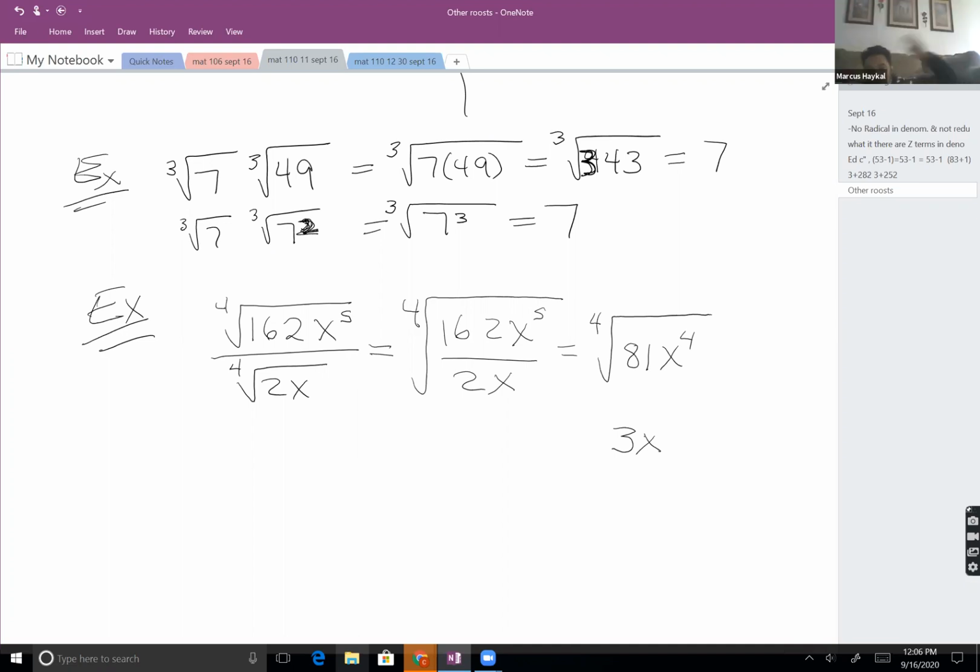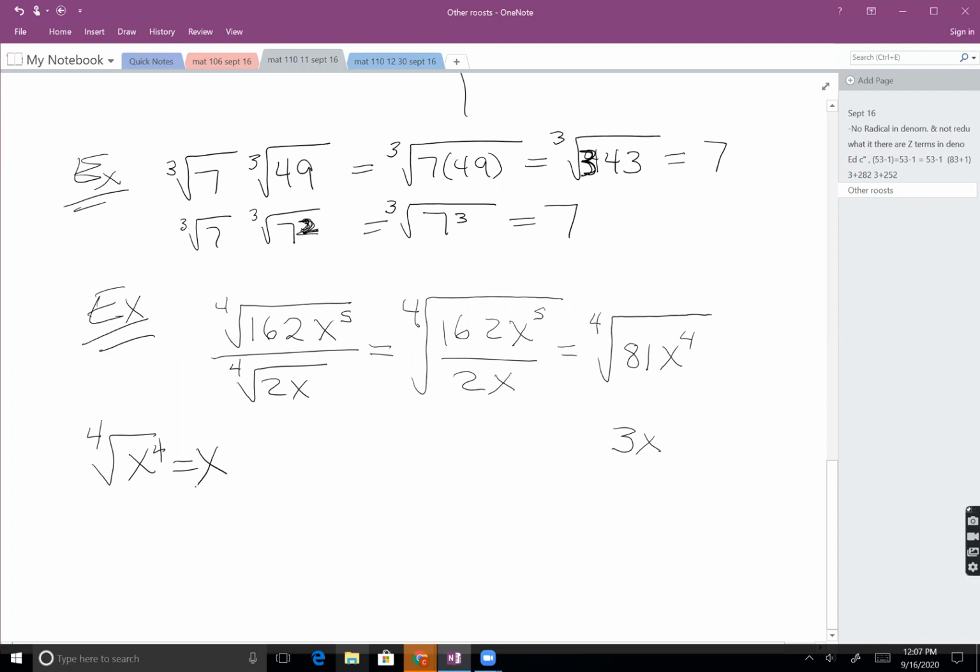Wouldn't it be x squared? No, because I'm saying, what do I raise? If I look for the 4th root of x to the 4th, I'm saying, what do I multiply 4 of in order to get x to the 4th? Oh, it would just be x to the 1st, right? So you got x to the 4th because you divided, so you subtract the 5 with 1? Right. When I divide, I subtract exponents on the same variable.